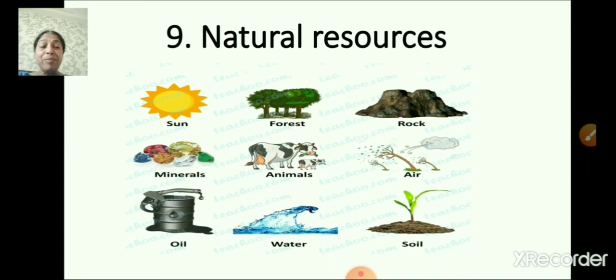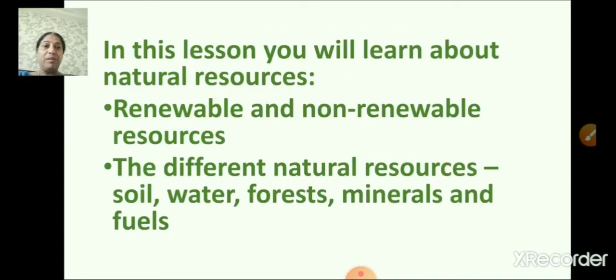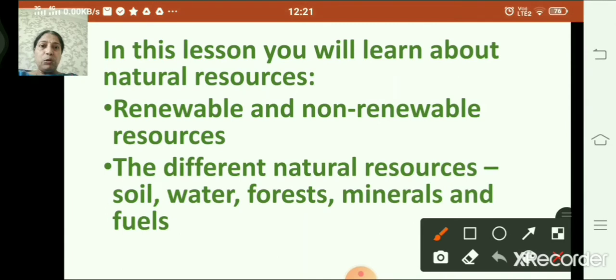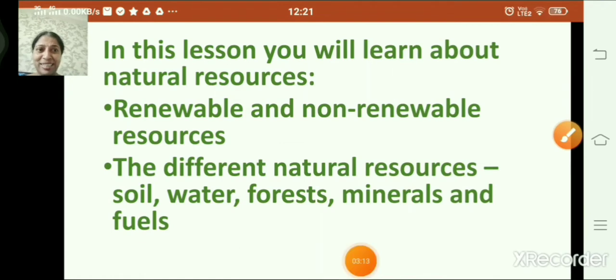Lesson number 9, natural resources. So in this lesson, you will learn about natural resources, renewable and non-renewable resources, the different natural resources: soil, water, forest, minerals and fuels. So children, let's start.